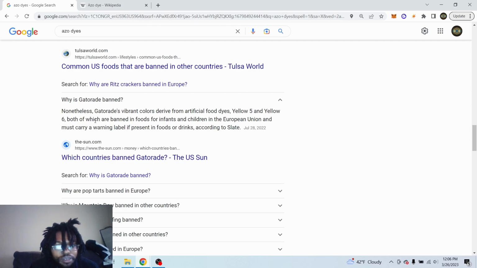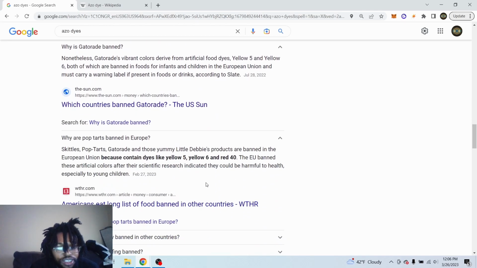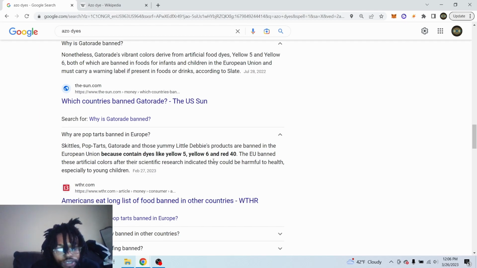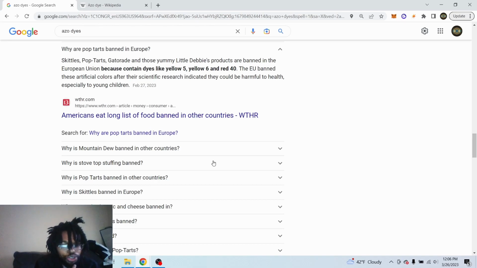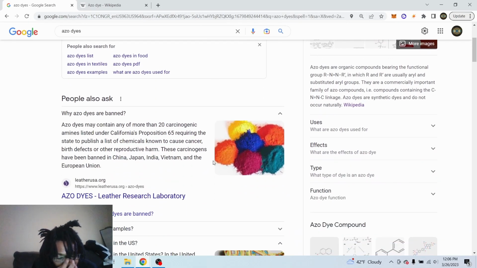Okay. Yep. See, yellow number 5 and 6, both of which are banned in food for infants and children in the European Union and must carry a warning label if present in food or drinks, according to Slate. That's good. And the same thing with Pop-Tarts, Skittles, Little Debbie products and all that stuff. They are banned in the European Union because they contain dyes like yellow 5, 6, and red 40. That's the one specifically I was looking for. So, long story short, I'm going down a rabbit hole right now, but these dyes are just dangerous.